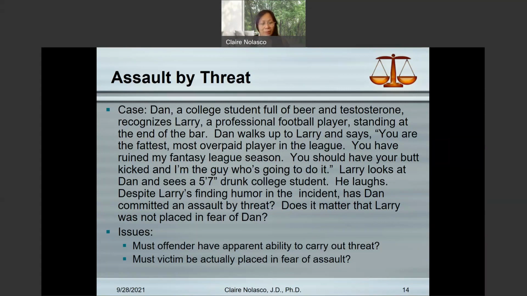Larry, the football player, looks at Dan and sees a 5'7" drunk college student. He laughs. Despite Larry's finding humor in the incident, has Dan committed an assault by threat? Does it matter that Larry was not placed in fear of threat or in fear of Dan? So here, the answer is yes. Dan has committed an assault by threat because the law looks at the intent of the offender and not necessarily the reaction of the victim, okay?